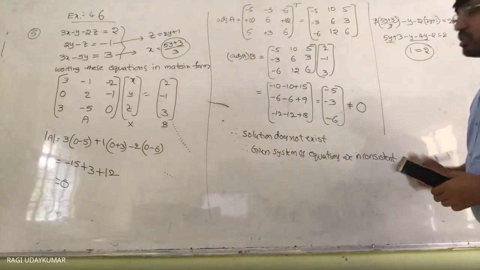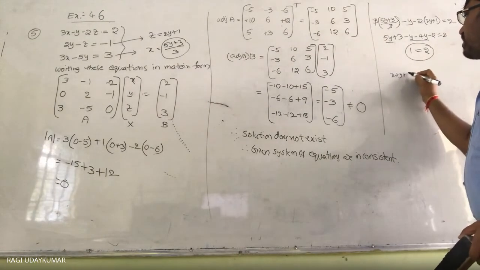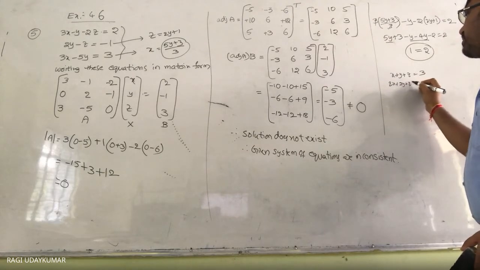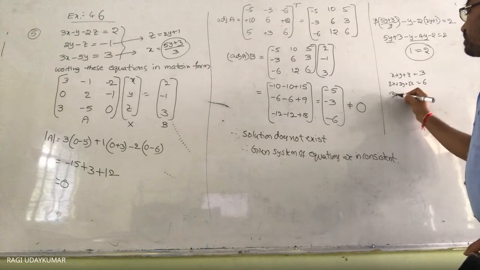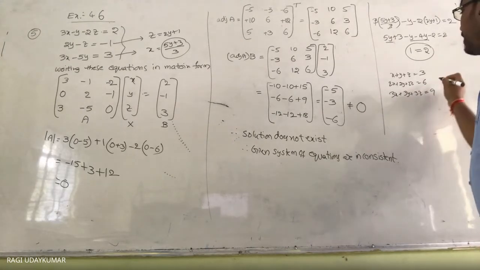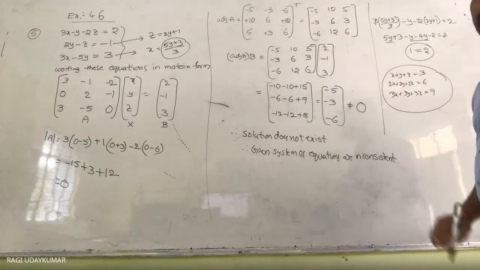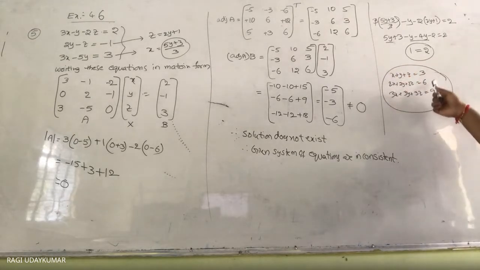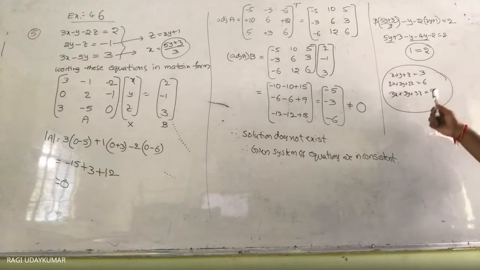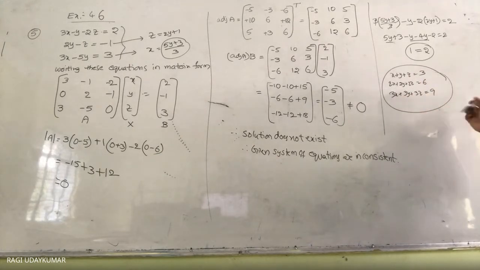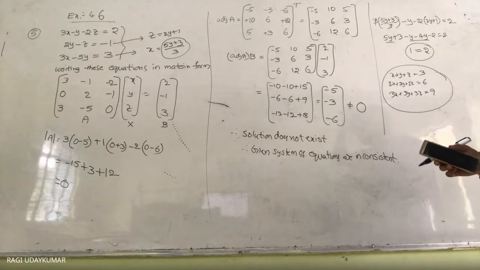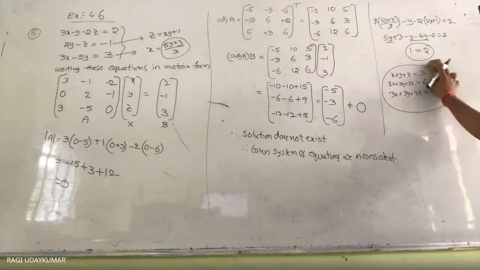Infinite number of solutions means, suppose I have taken x plus y plus z is equal to 3, 2x plus 2y plus 2z is equal to 6, 3x plus 3y plus 3z is equal to 9. You try to solve these equations. What I did here: these are 3 same equations. I multiplied the first equation by 2 and by 3 to get the second and third equations. These equations have infinitely many solutions.